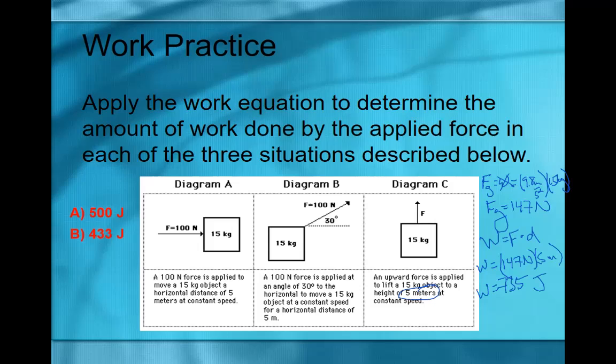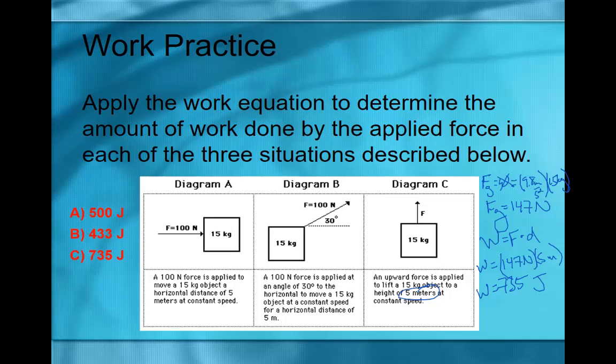So hopefully you're getting an idea of how to use this. Remember, we can only use what is actually in the same direction or opposite direction of the actual motion. Anything that is perpendicular, or any component that is perpendicular, is not actually doing work. So keep that in mind as we do this.